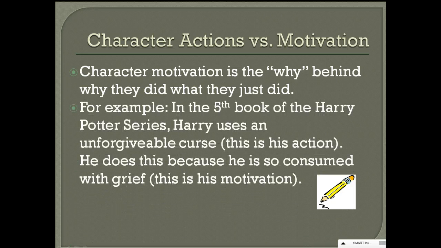So I'm going to use a Harry Potter example. Hopefully everybody has either read Harry Potter or has seen the movies so that this will kind of make sense to you. So basically in the 5th book of the Harry Potter series, Harry uses an unforgivable curse. That's his action. That's what he did in the story. And he does this because he's really consumed with grief at that point. So that's his motivation behind it.